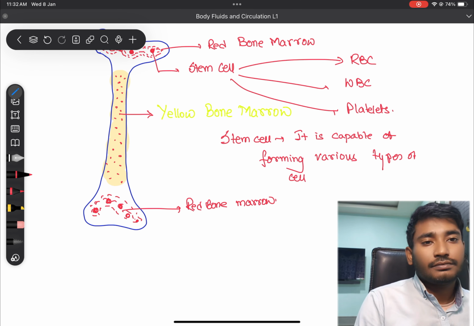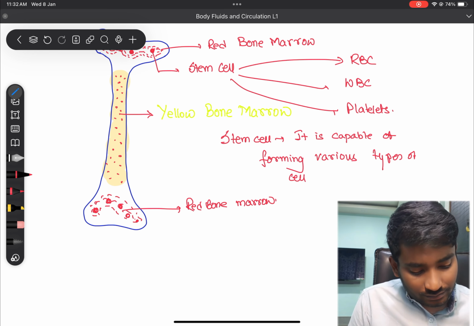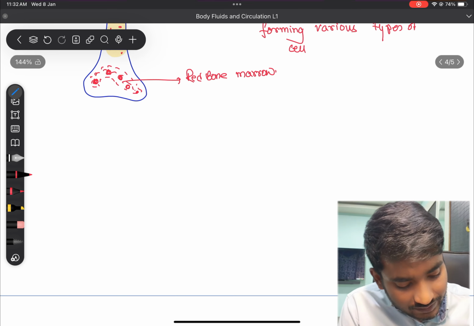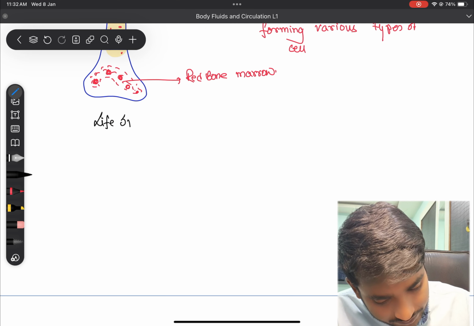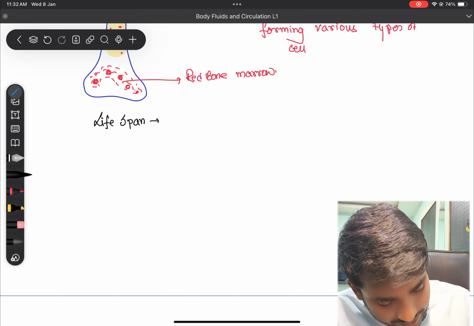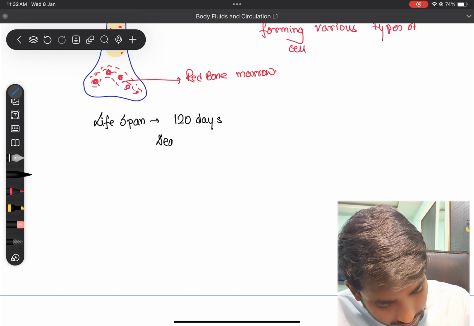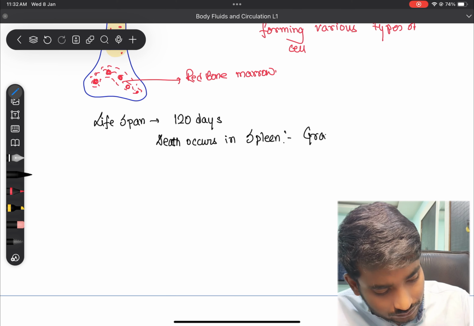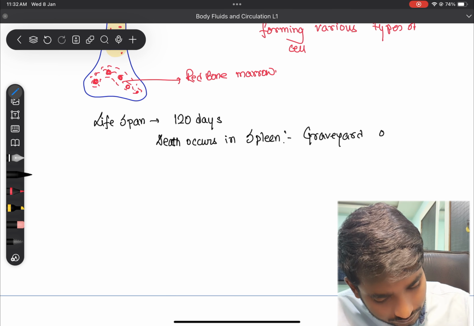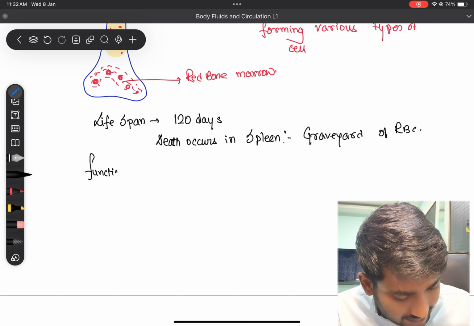Okay, now we come to the next part, the lifespan. The lifespan of RBC is 120 days. Death occurs in the spleen, which is also called the graveyard of RBC. Function: transport of gases.